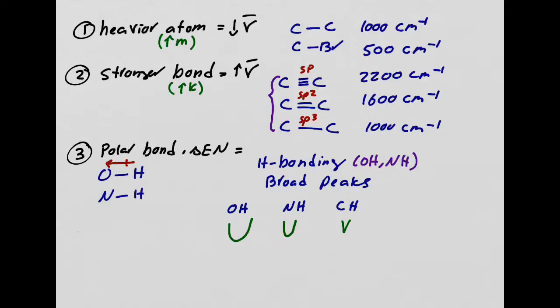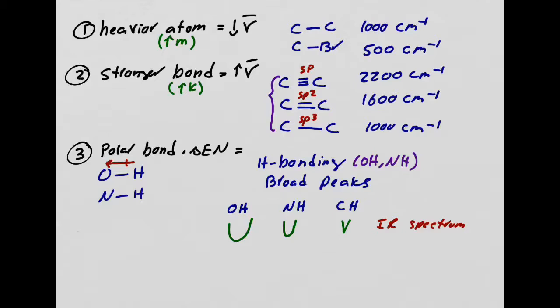CH, not very polar. Carbon and hydrogen, their EN values are pretty much the same. They're very similar, so this peak is not broad. So this is what you are going to see on an IR spectrum. I haven't talked about IR spectrum yet. We will. These are the type of peak you are going to see. When you're polar, they end up to be a little bit more broad. When you're not polar, they end up to be a little bit more sharp.